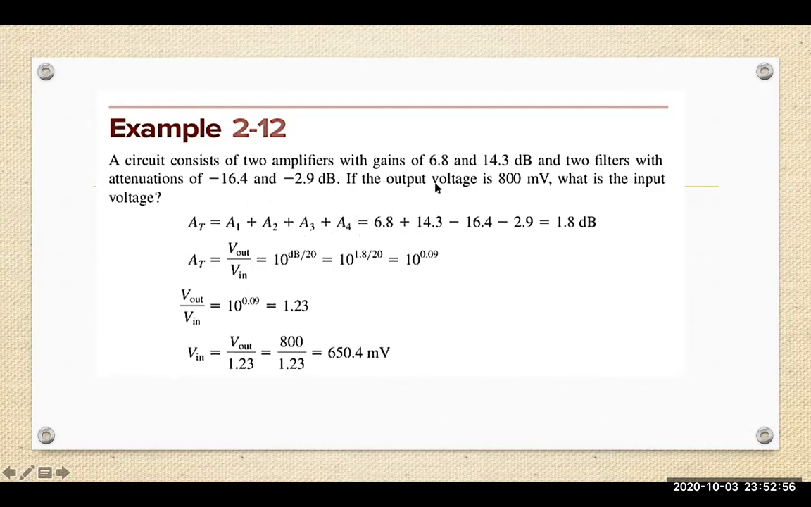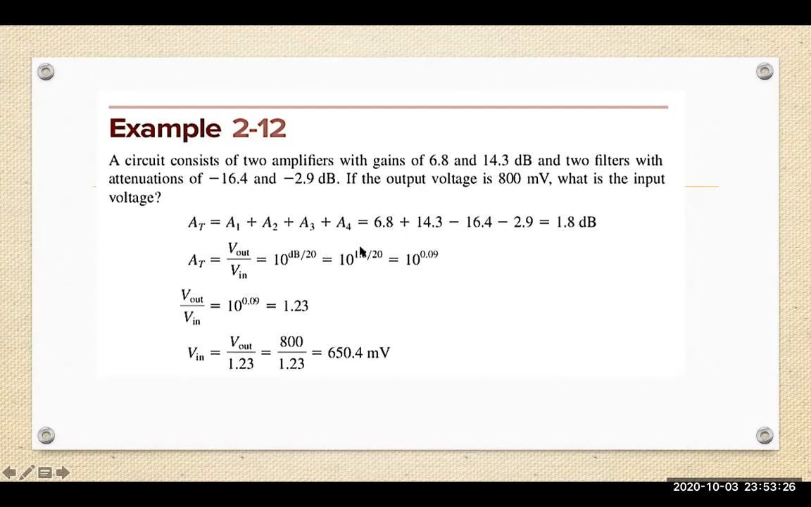So you have 6.8 for the first amplifier, and 14.3 for the second. The filters are attenuation, so minus 16.4 and minus 2.9. So you have a positive value, meaning you have a gain of 1.8 decibels. Now we are asked to solve for the input voltage. We need to determine the unitless gain, so we need to express this as a unitless gain.